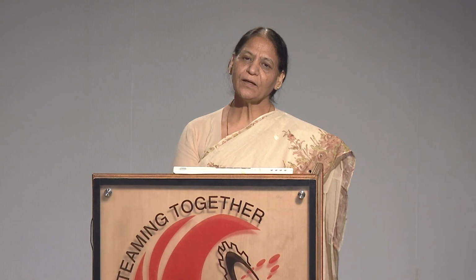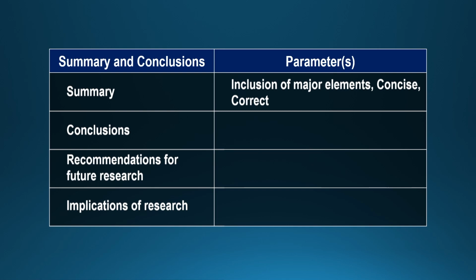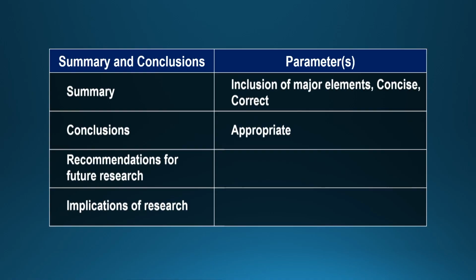Summary needs to be concise and correct. So there has to be a match between what has been reported in the body of research and the summary, and the conclusions which have been drawn on the basis of the findings of the study, they need to be appropriate. The researcher need not generalize the things which he or she has not studied.